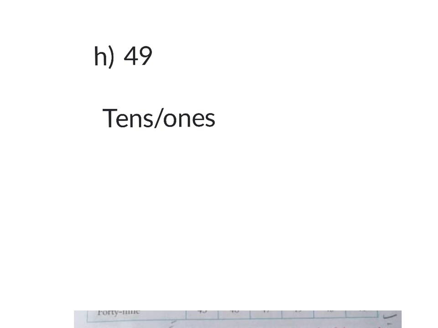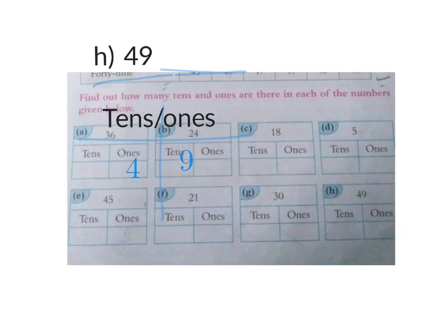Our H part is 49. It's a two-digit number. In this number, 9 comes at ones place and 4 comes at tens place. So there are 4 tens and 9 ones. Students, 4 tens and 9 ones makes 49. Okay, this was our last part from this question.